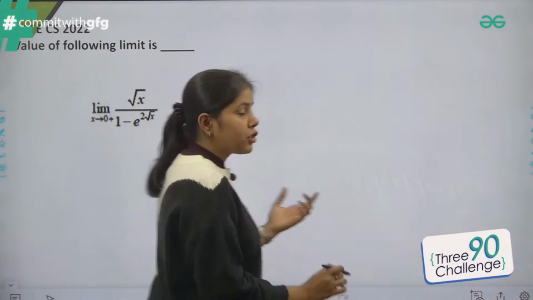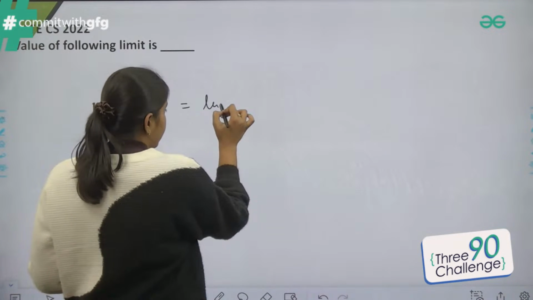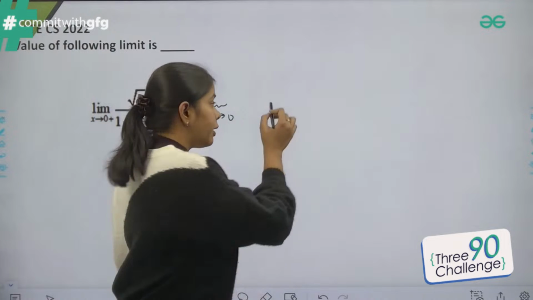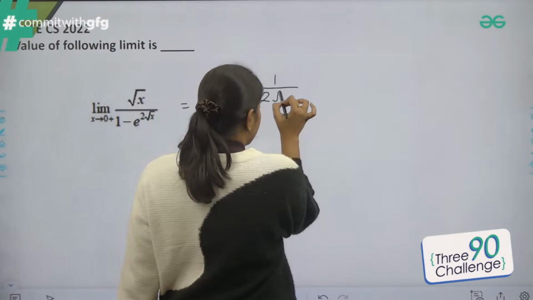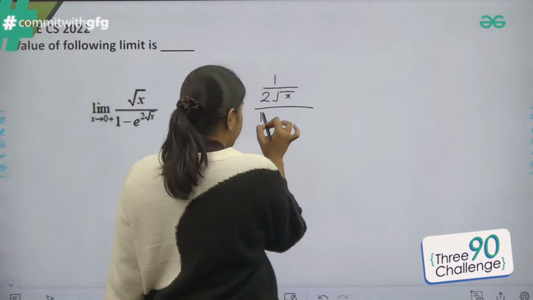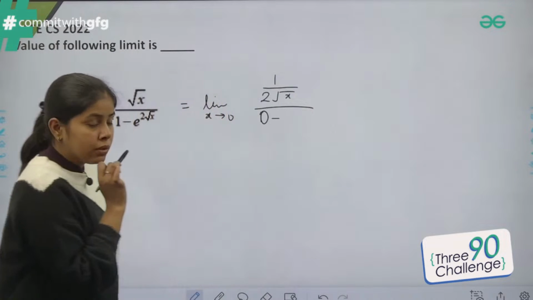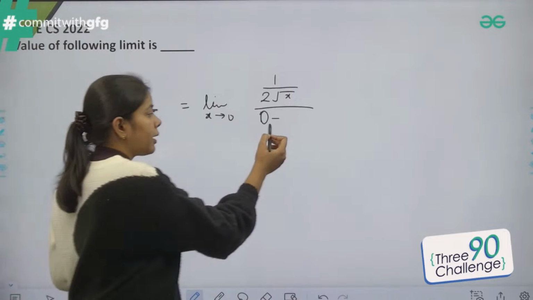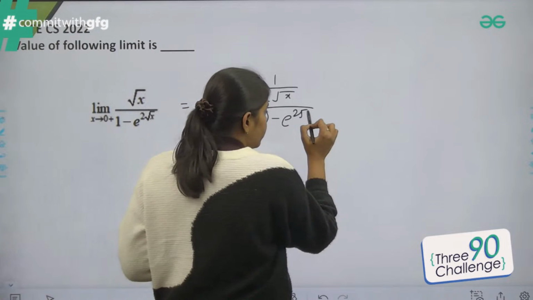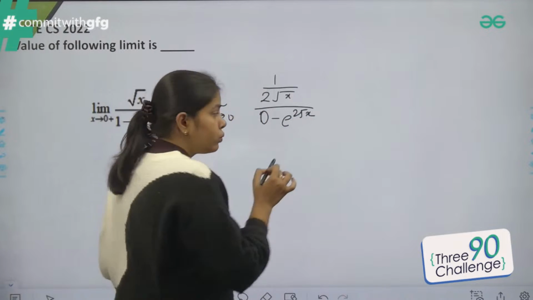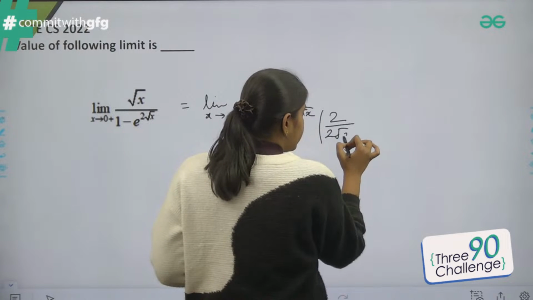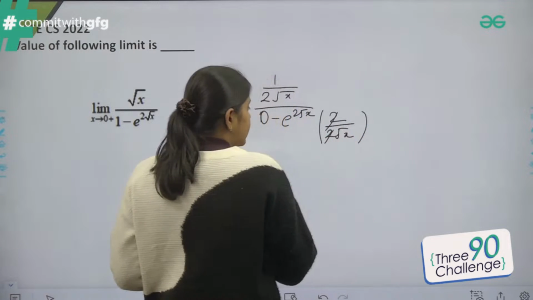So let's differentiate. What would I get? Limit x approaches to 0. Differentiation of square root x would be 1 by 2 root x. And differentiation of the denominator: differentiation of 1 would be 0. Then e to the power 2 root x. We know that differentiation of e to the power x is always e to the power x, so e to the power 2 root x, and then I'll differentiate this 2 root x. Differentiation of 2 root x would be 2 upon 2 root x. These 2 and 2 get cancelled.